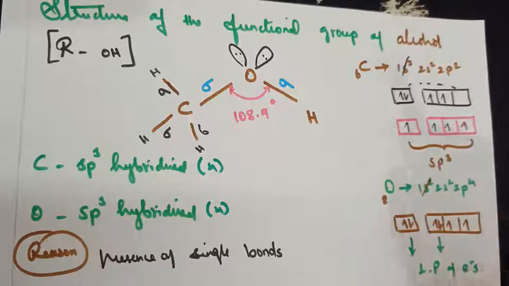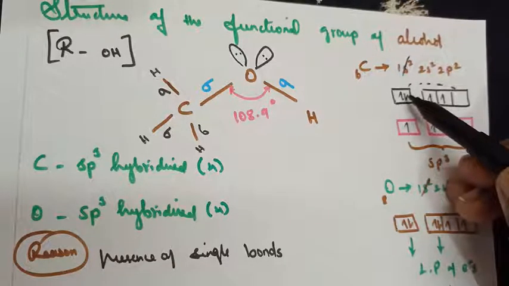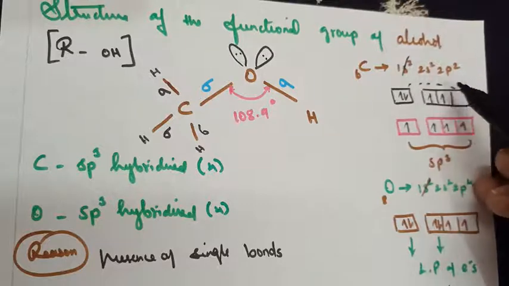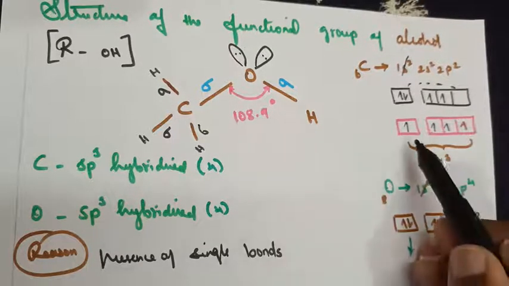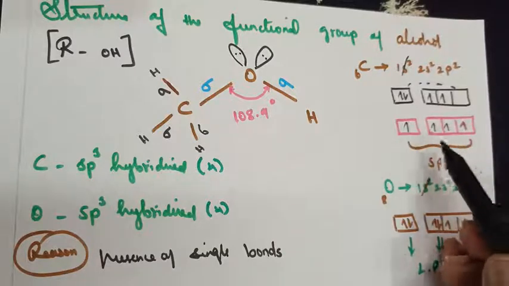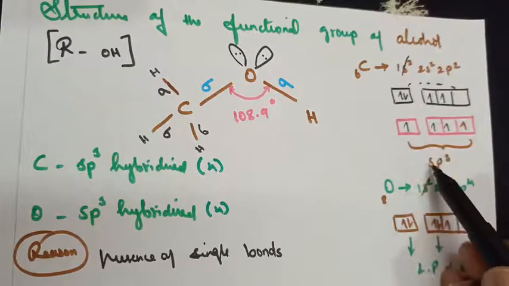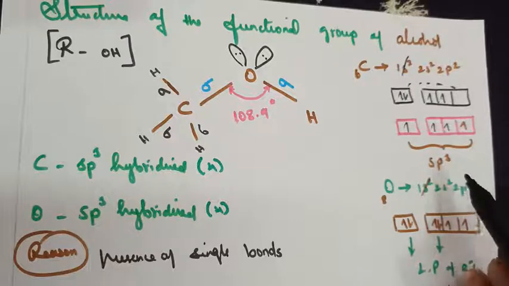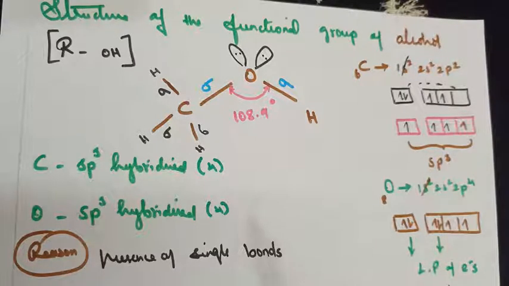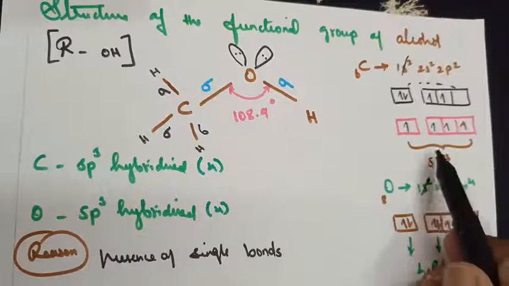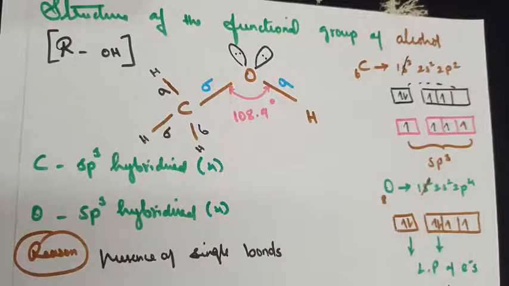As a result, in the excited state, one electron from the 2s orbital gets excited to the empty p orbital. Thus, it makes way for 4 half-filled orbitals, 1 from the s orbital and 3 from the p orbitals. Hence, we say it undergoes sp3 hybridization. That's what I have written here. The 4 stands for 4 sp3 hybrid orbitals.